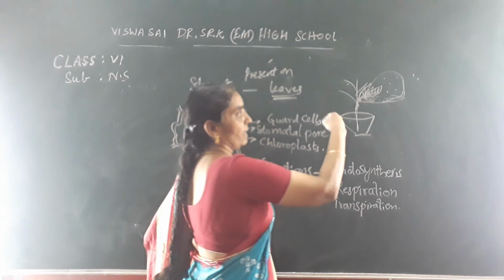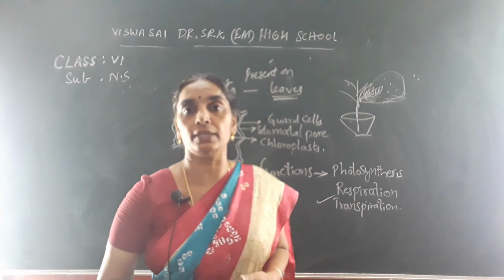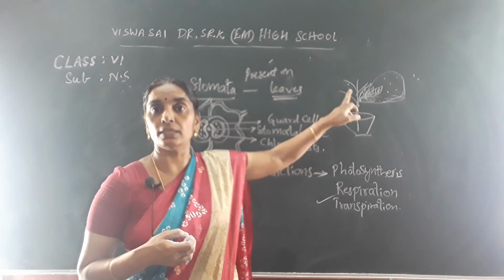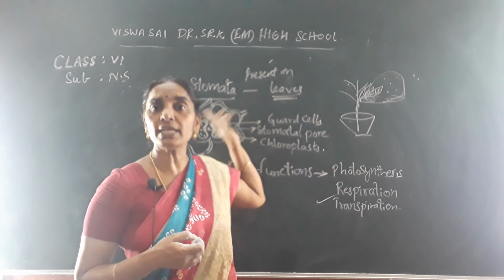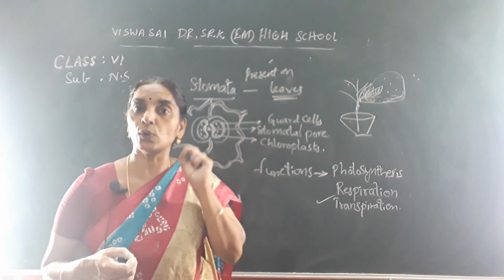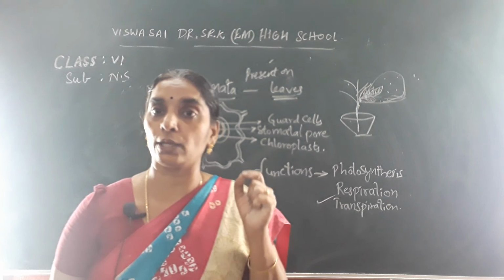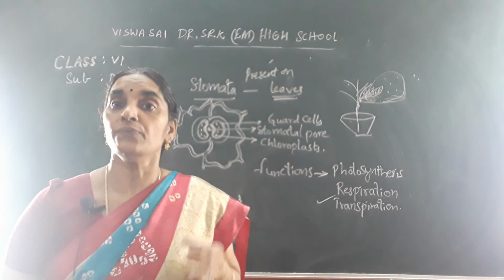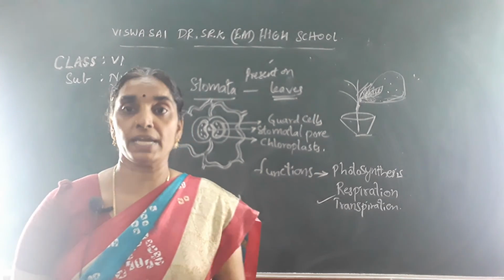So they respire and they prepare the food. The plant grows because of the food prepared by the leaves through the stomata. So what are stomata? They are tiny pores, very very small. They cannot be seen with our eyes directly. Then how do you see them? We see them with the help of the microscope.